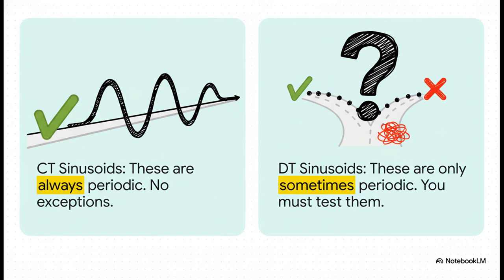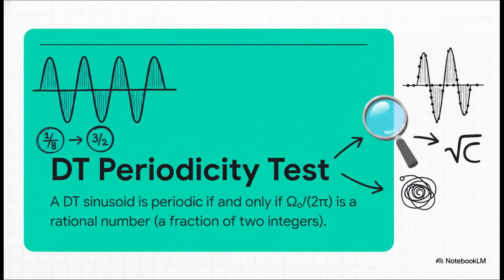But for discrete time sinusoids, that guarantee is gone. They are only sometimes periodic. And what that means is you have to test them every single time to be sure. So here's the critical test you have to perform. A discrete time sinusoid is periodic if and only if its digital frequency, we call that capital omega naught, divided by 2 pi gives you a rational number.